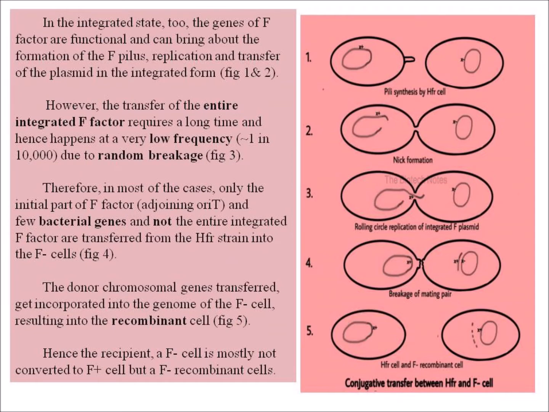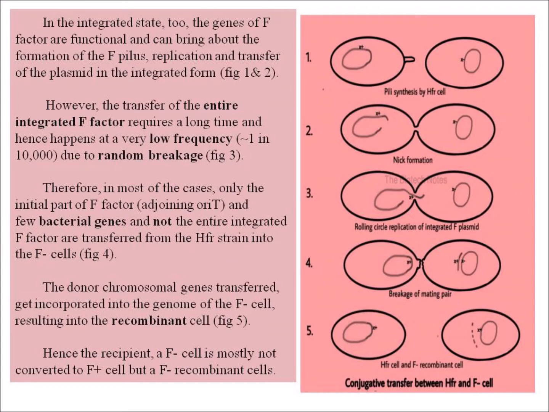However, the transfer of the entire integrated F factor requires a long time and hence happens at a very low frequency, that is 1 in 10,000, due to random breakage. Therefore, in most of the cases, only the initial part of the F factor, that is adjoining origin of transfer, ORIT, and few bacterial genes, and not the entire integrated F factor, are transferred from the HFR strain into the F minus cells. The donor chromosomal genes transferred get incorporated into the genome of the F minus cell, resulting into the recombinant cell. Hence, the recipient F minus cell is mostly not converted to F plus cell but to F minus recombinant cells.